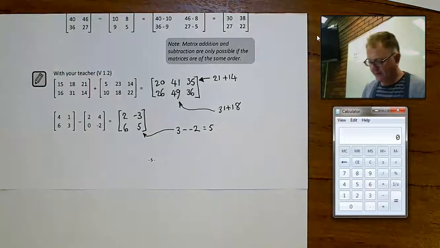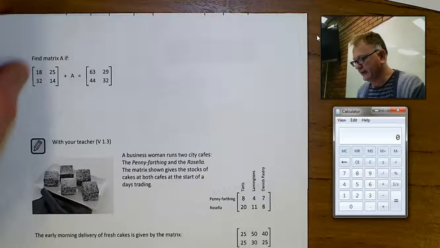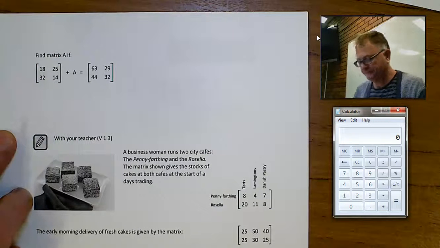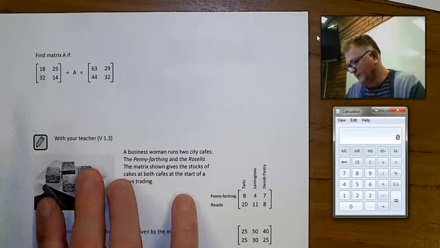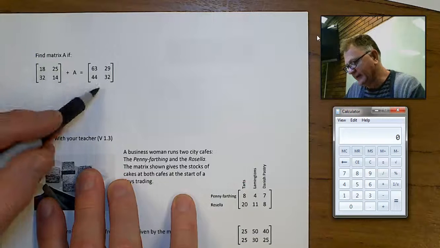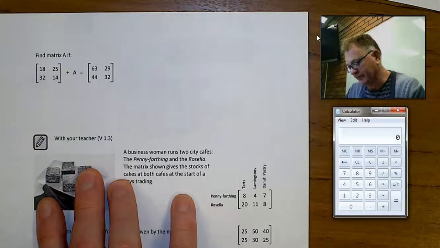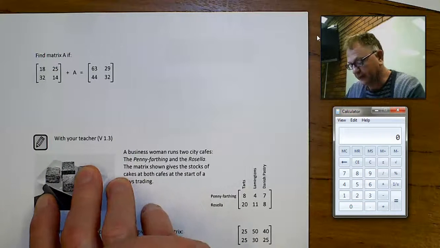Over the page, we've got a question here which is presented in a slightly different form. We've got one matrix plus A equals this. Now A is a matrix. Obviously A will have to be a 2 by 2 matrix.